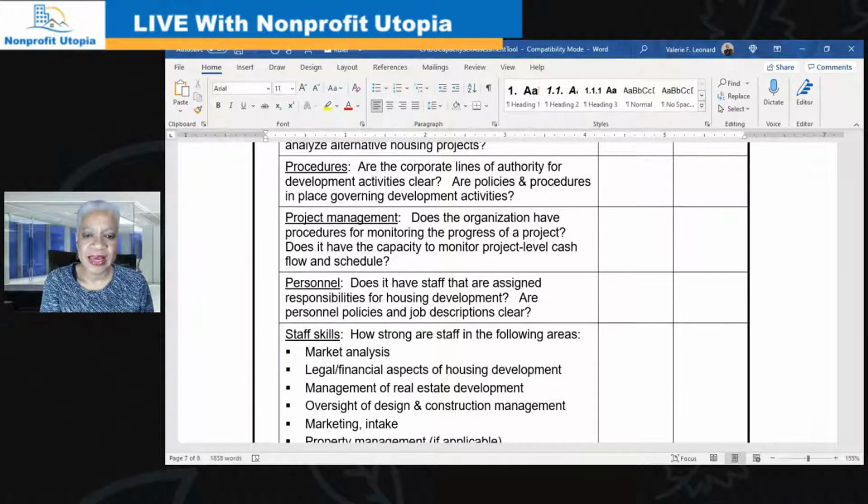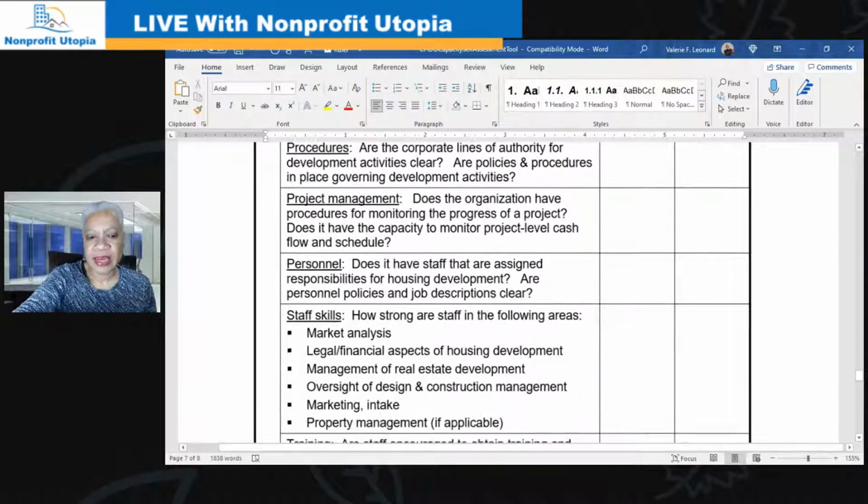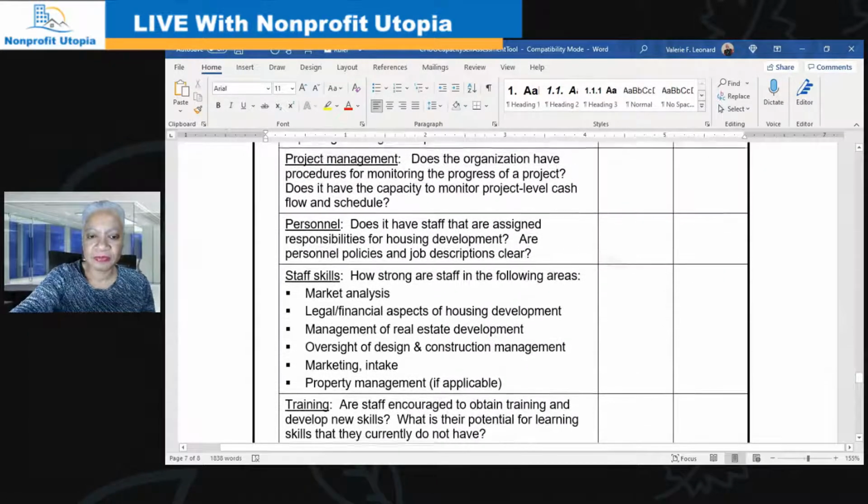And for project management, does your organization have procedures for monitoring the progress of a project? And does it have the capability to monitor project level cash flow as scheduled?